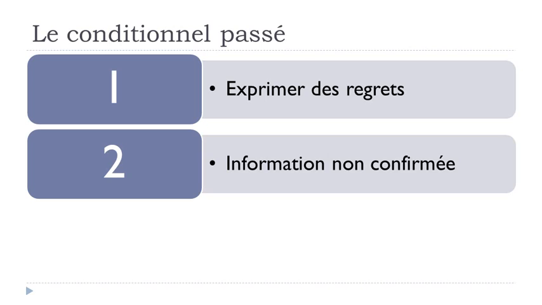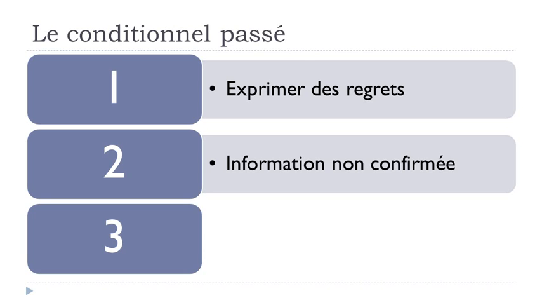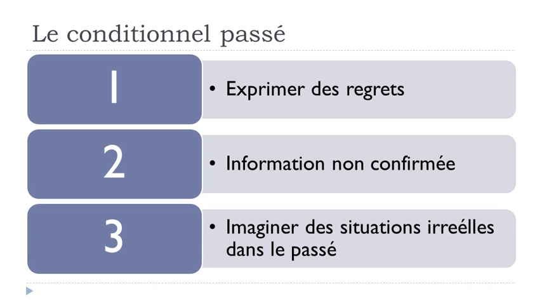The second one would be une information non confirmée. So if you're looking at the news, for instance, and then they want to talk about something that happened, but then they don't have all the elements to confirm this information. So normally in that case, they just use this conditionnel passé form, okay? And then the last one would be imaginer des situations irréelles dans le passé. So you want to imagine some situations that, well, technically are not real and they take place in the past.